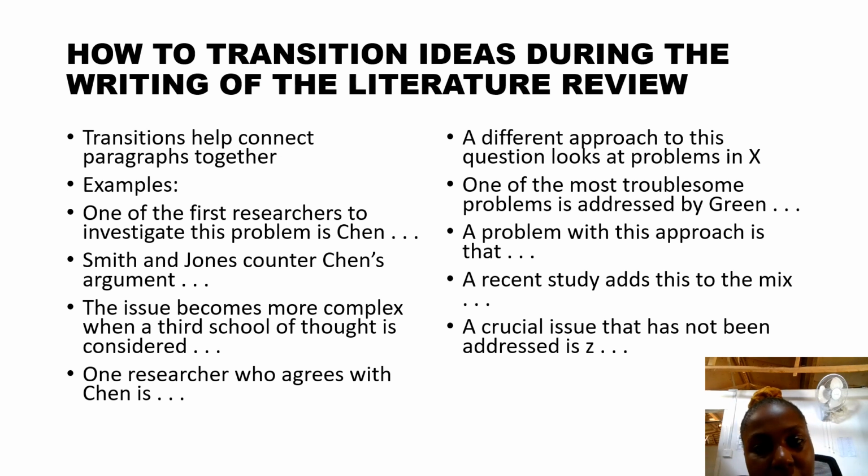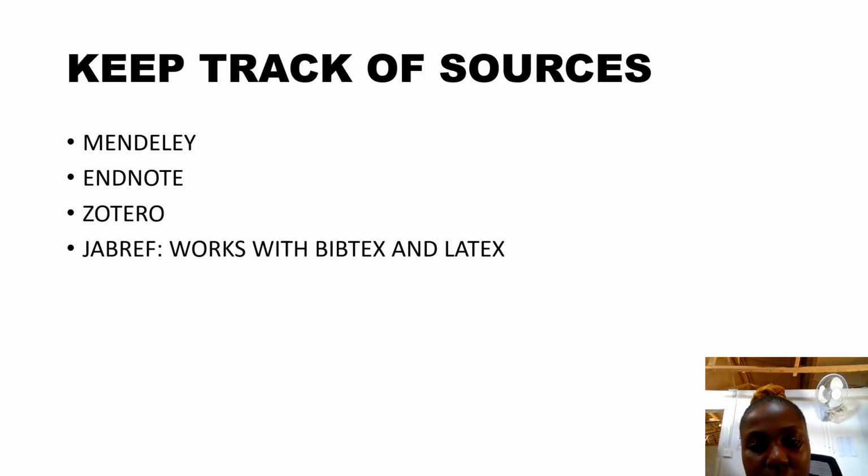Then, how to transition ideas during the writing of your literature review. Transitions help to connect paragraphs together. For example, you can say, one of the first researchers to investigate this problem was Chen. Then you say, John counters Chen's argument. Or we can say, the issue becomes more complex when a third school of thought is considered. Or, one researcher who agrees with Chen is saying so. So you take your time to read this, on how to transition your ideas during the writing of the literature review.